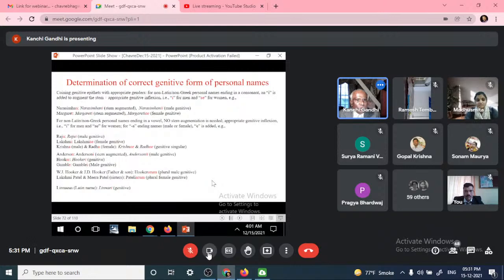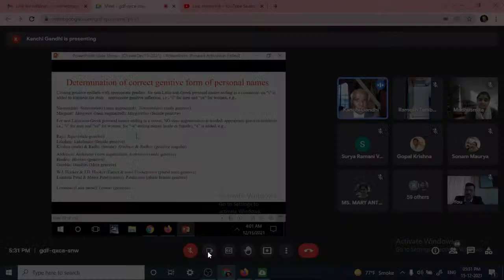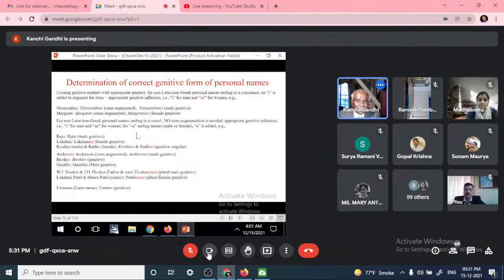Now, whenever we use a personal name in epithet formation, what is the rule? If it is an Indian name like Narasimhan, the ending letter N is a consonant. It is not a vowel. So whenever a name ends in a consonant, not in a vowel, the whole thing is a stem. Narasimhan is the stem. It needs to be extended, augmented. So what we do is we add i to extend the stem, stem augmentation. Then we add the second i to make it male genitive.